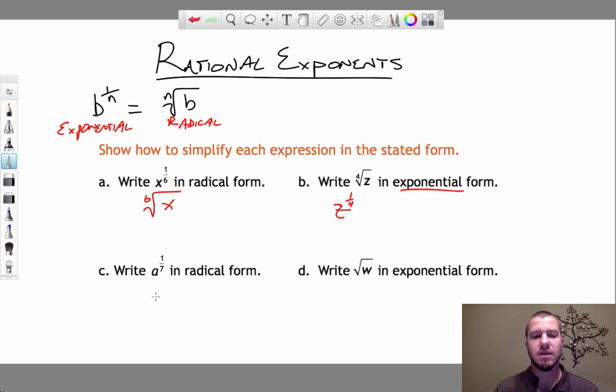So for these, this is the 7th root of a, and this one, you don't have an index here, but that means that it's a square root. So that means w is being raised to the 1/2.